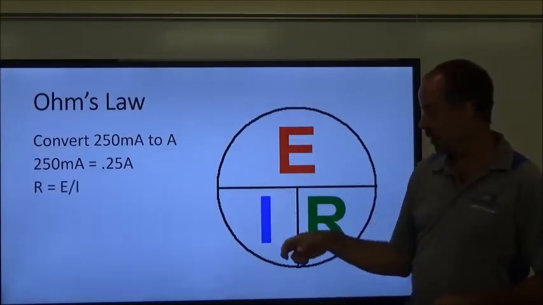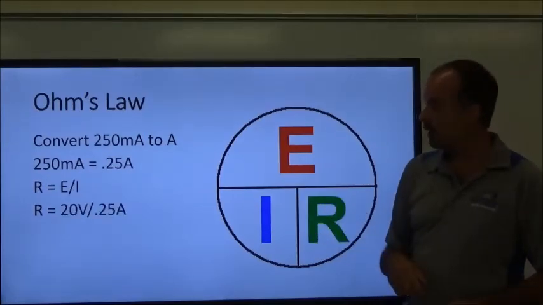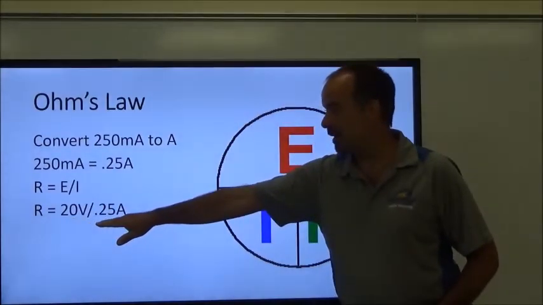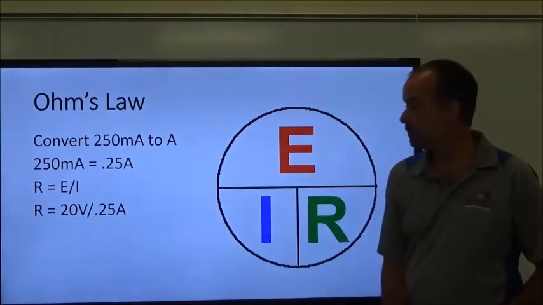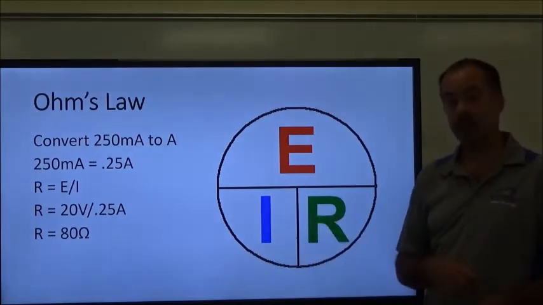And like I said, we determined we're finding for R, so E divided by I. I'll plug the values in. 20 volts divided by 0.25 amps, because I have to use the base unit, tells me my resistance in that circuit is 80 ohms.